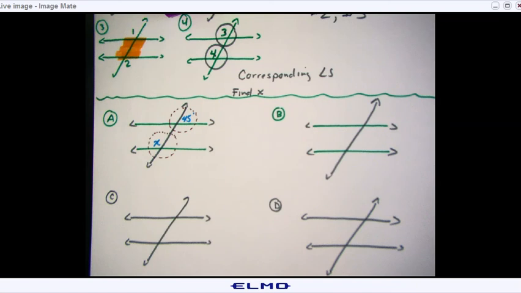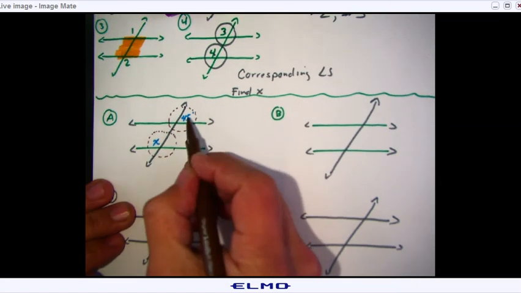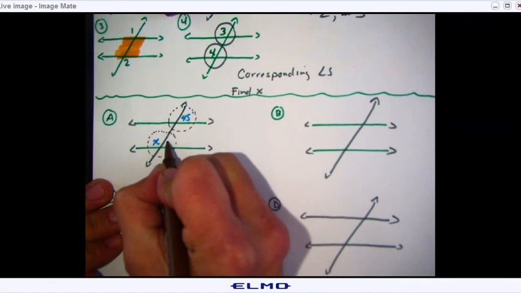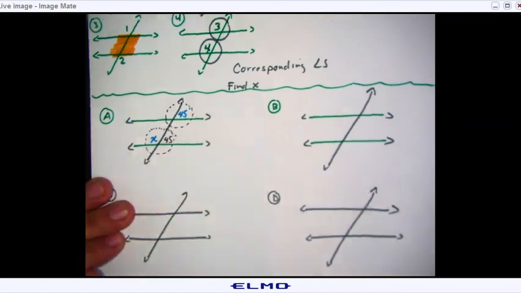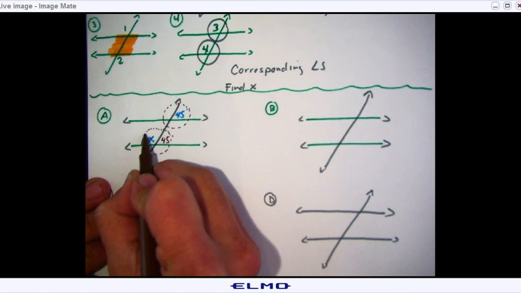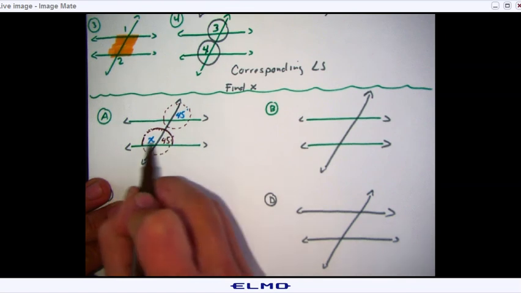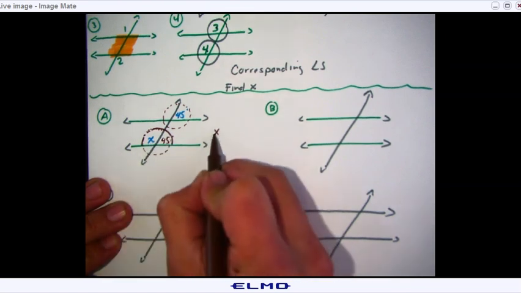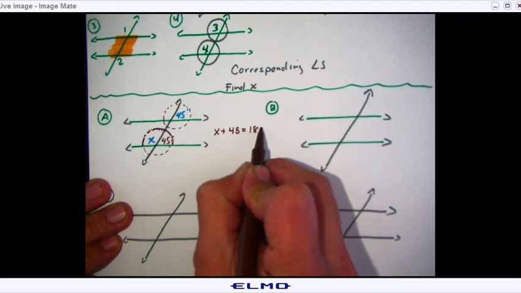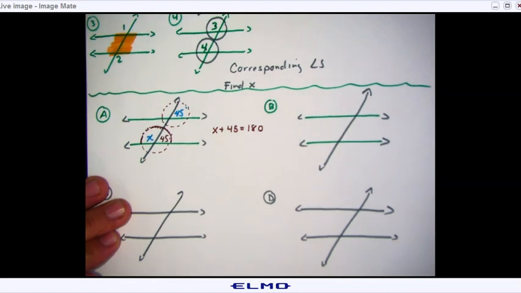So let's do corresponding. Let's take out the top or the bottom, it doesn't matter, and then see where it falls. So where would 45 fall? If I were to take it out, it would fall right here, correct? So then this is a half a circle. So x plus 45 equals half a circle, which is 180.